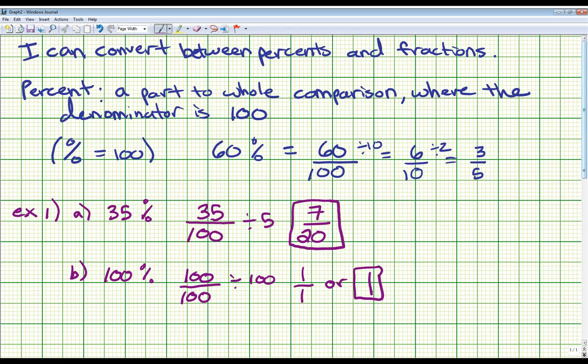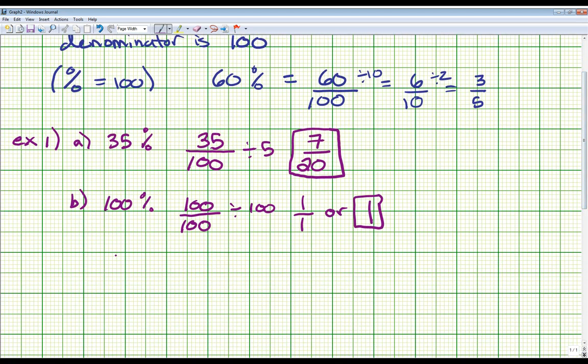Moving on to part C from example 1. This one says write 174% as a mixed number in simplest form. This is an interesting one because normally when you're working on an assignment, it's very rare that you end up with a 174% as a grade. That would be a lot of extra credit if you ended up with that.